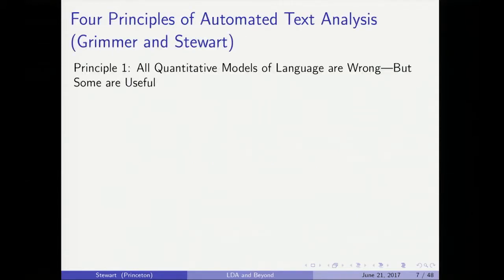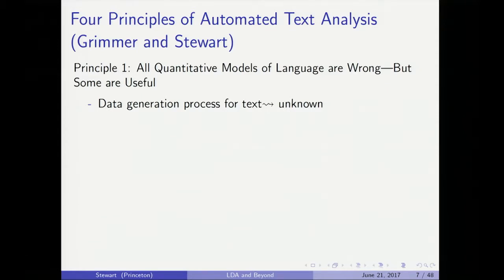So in the Grimmer and Stewart piece, we set out four principles for working with text analysis, and I wanted to step through them briefly because I think that they help to frame the use of these methods in the social sciences, and then we'll get to specific techniques. So the first is that all quantitative models of language are wrong, but some are useful. This is just a bastardization of the famous Box quote.